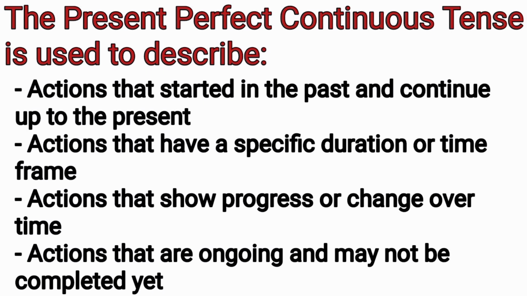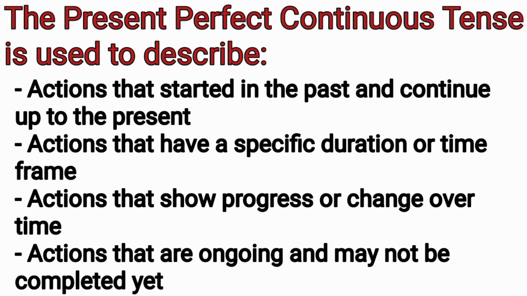Next we have actions that have a specific duration or time frame. You can say that an action happened in the past, and you may or may not know when it happened, specific or not specific. Since we use for a specific time, and for we use for duration, length of time. Next we have actions that show progress or change over time.